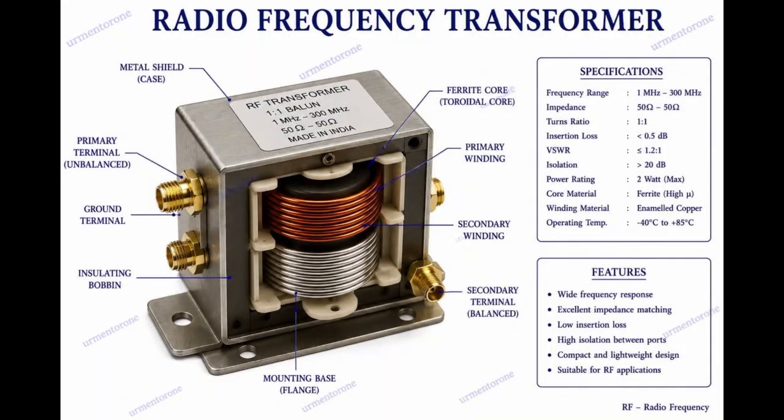Third one, radio frequency transformer. Radio frequency transformers range from 20 kHz to 300 MHz. Operating in the radio frequency spectrum, these are used for transmitting and receiving wireless signals. Core materials used are air core or powder iron. Air cores are used at ultra-high frequencies to eliminate core losses entirely.